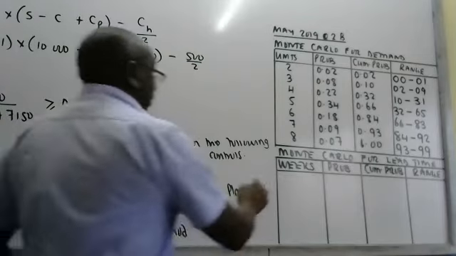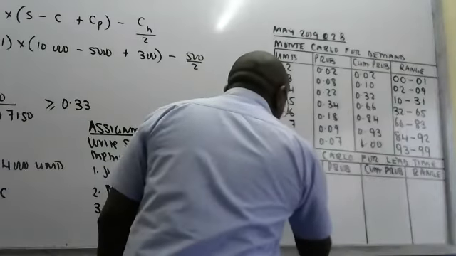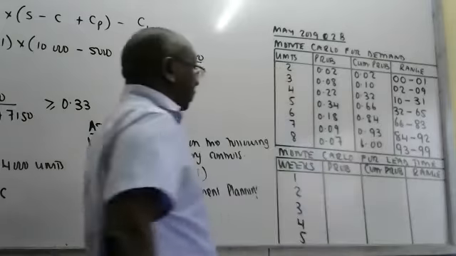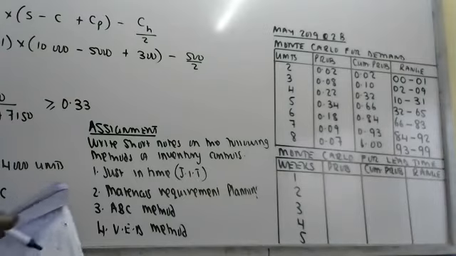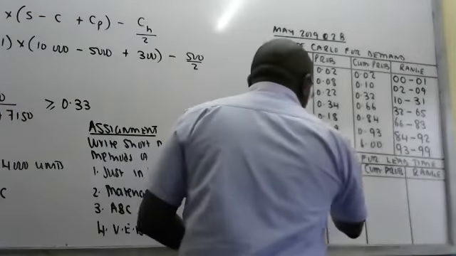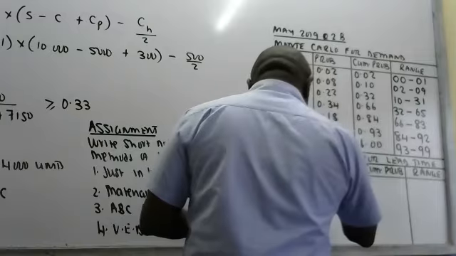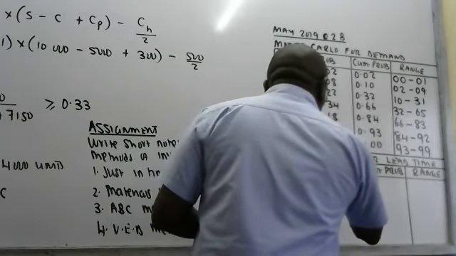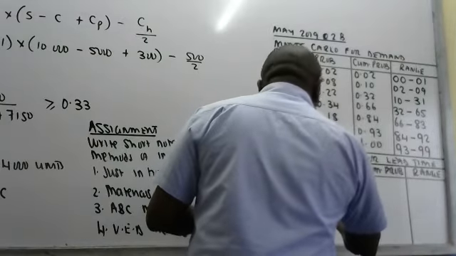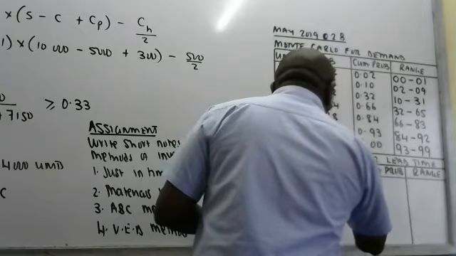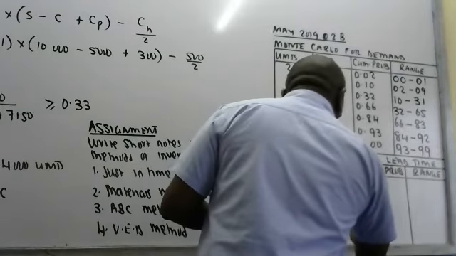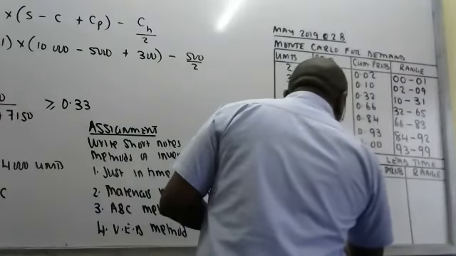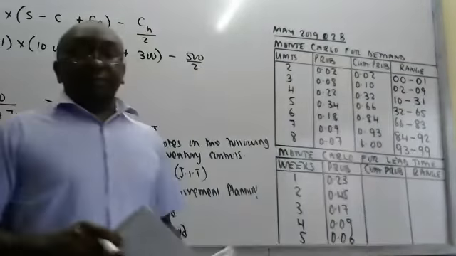So 1, 2, 3, 4, 5. So the probabilities are 0.23, 0.45, 0.17, 0.09, and 0.06.